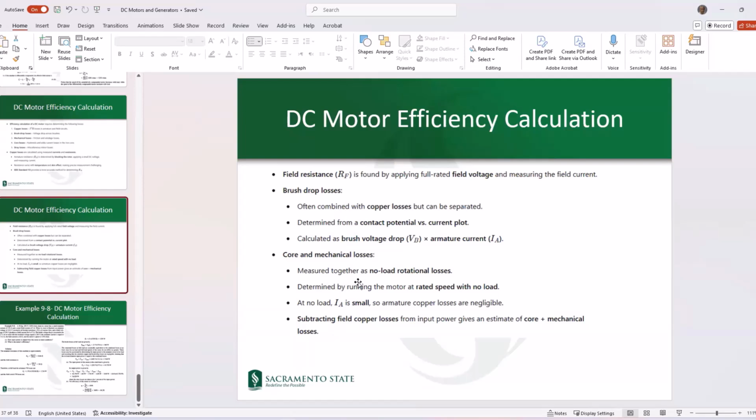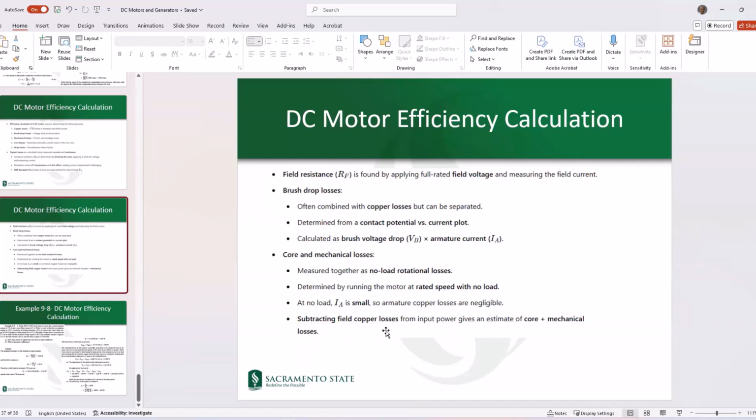For core and mechanical losses, we measure them together as no-load rotational losses. They are determined by running the motor at rated speed with no load, because when you compare no-load and full-load conditions, at no load IA is very small, so the armature copper losses would be negligible. Therefore, the measurements would be mostly associated with the iron losses under no-load conditions.